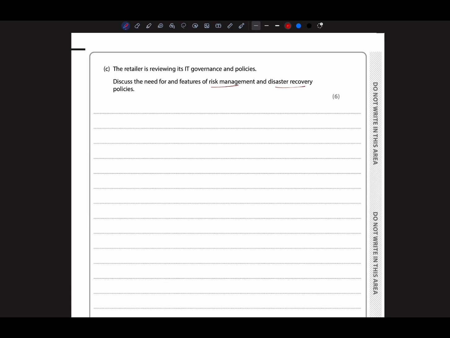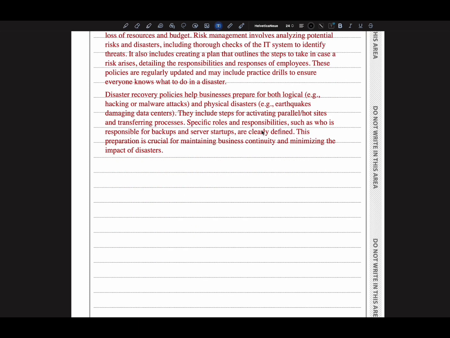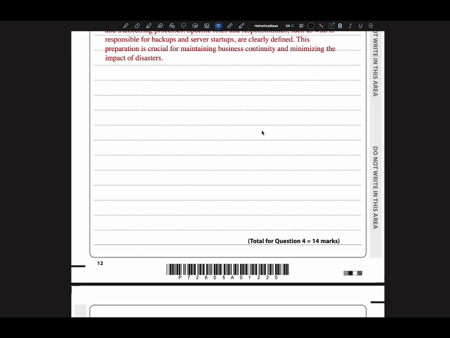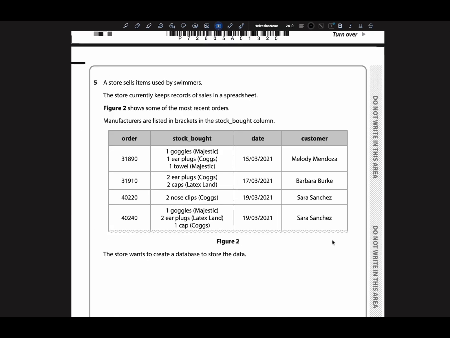So the answer will be the answer for question number C, and it is the end of question number 4. Now we will move to question number 5. A store sells items used by swimmers. Okay, so that means they sell this type of product used by swimmers.